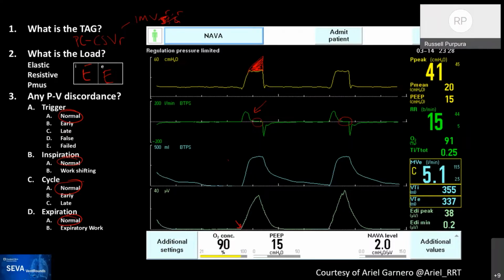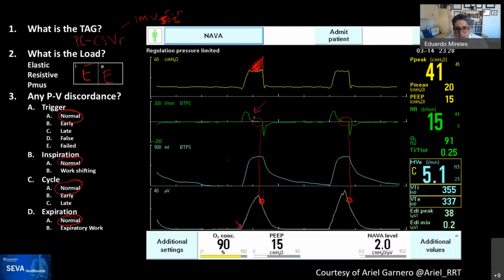However, I just told you that this is NAVA, and this ventilator cycles at 70% of the peak, which is exactly where it cycles. It followed what the instructions are. It cycled right when you told it. So if you are doing a study and you don't have EDI, you would say this is late cycle. But now that you have the EDI, you say, no, this is not late cycle. The patient was still doing effort, and the ventilator cycled appropriately.